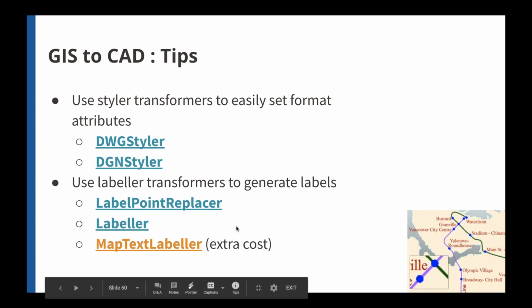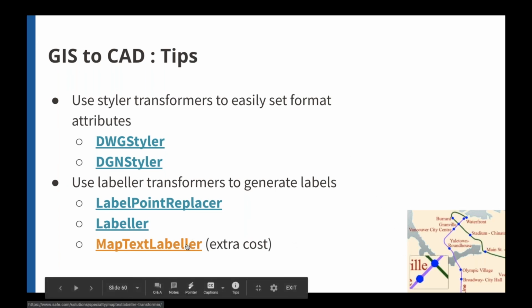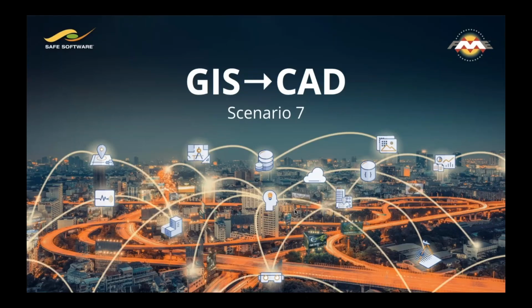If you have some extra money, and you have exacting needs, the MapText labeler will give results that are going to blow away anything we can do, and that's a plugin that you can buy from us for extra cost that does make great labels. You can see some of the results. If you go to that link afterwards, you can follow it and see videos and tutorials on how this thing works. It's pretty amazing. And I think with that, I'm handing back to Jovita.